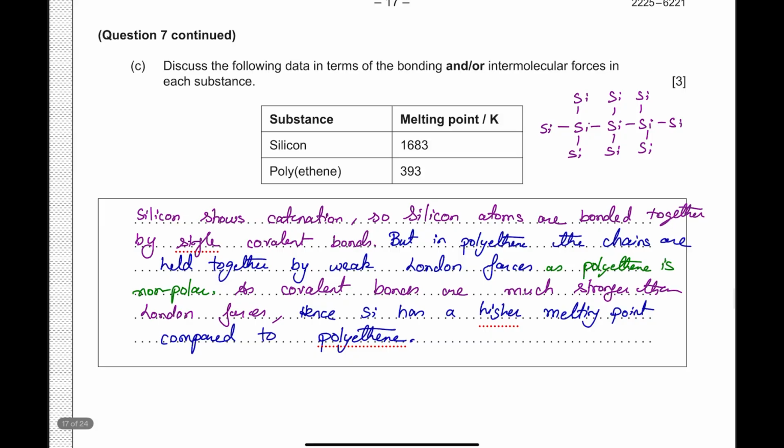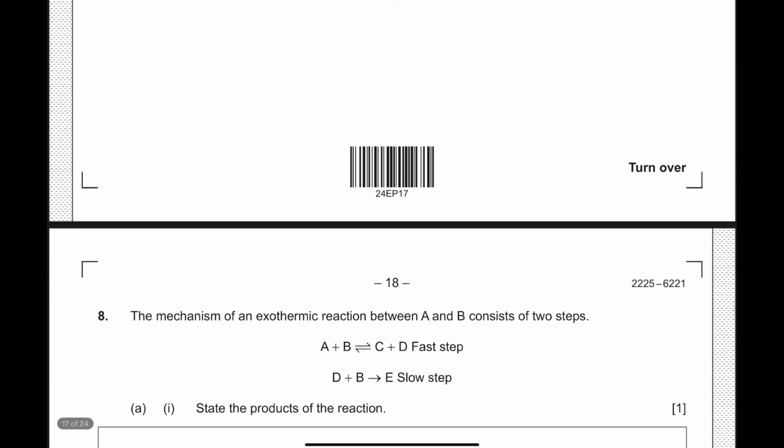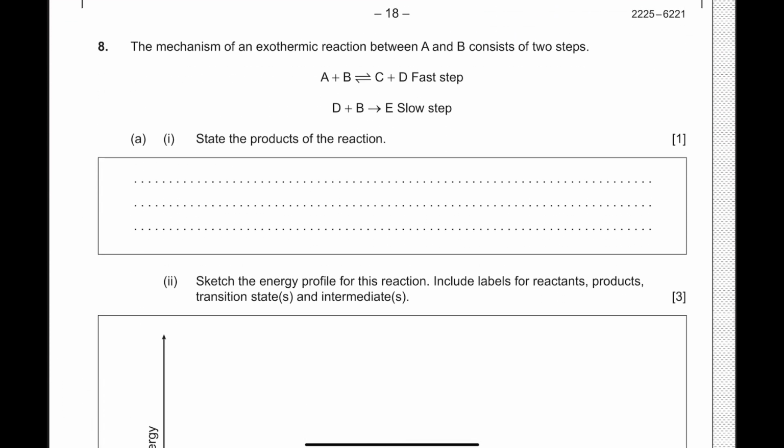Now moving to question 8. Mechanism of an exothermic reaction is given. You have to state the products. So if you just add up these reactions, you'll get the products. D will get cancelled out on both sides. And finally, you'll get A plus 2B gives you C plus E. So C and E are your products.